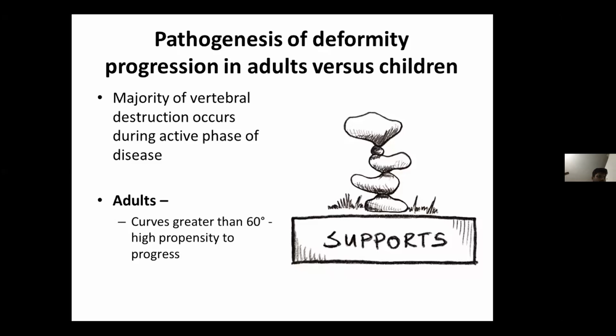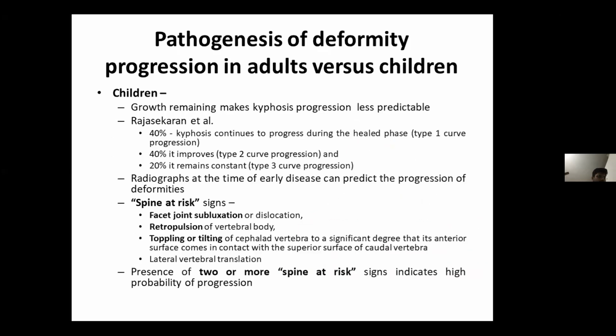And there is an important thing that we need to understand in the pathogenesis of deformity progression in adults as against children. Both in adults and children, there is a good amount of vertebral destruction which happens during the active phase of the disease, and that contributes to deformity. However, in adults, after the disease is healed, it doesn't progress unless the curve is greater than 60 degrees. Curves greater than 60 degrees have been shown to display some propensity to progress. However, in children, especially in younger children less than 7 years, the remaining growth makes the curve progression, even during the healed phase, quite unpredictable.